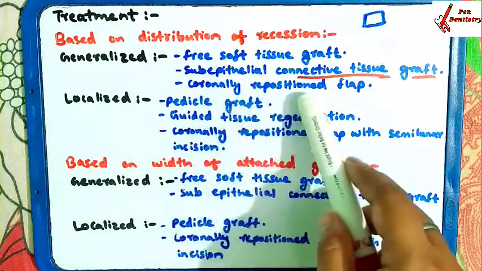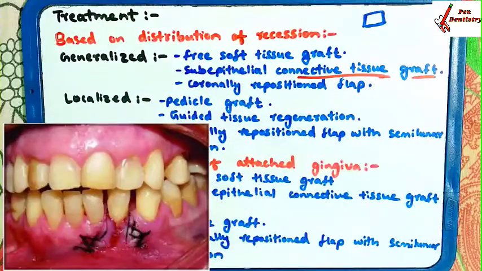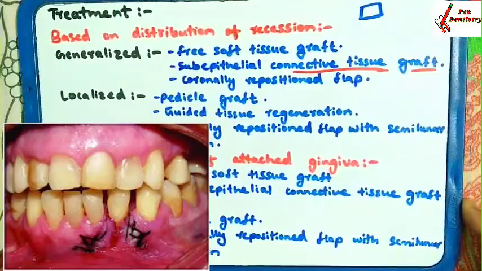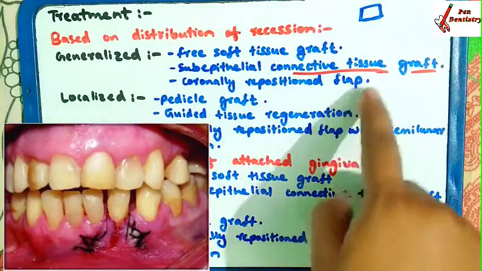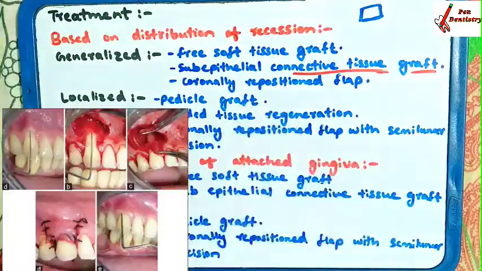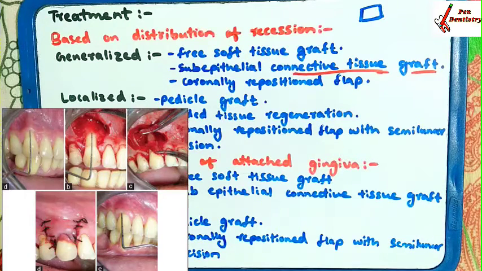Coronally repositioned flap. Here you are repositioning your flap coronally. It is used when it is localized, when one tooth is involved. Pedicel graft is used here. A pedicel graft is a small graft that you stretch from the adjacent tissue. That is a pedicel graft.